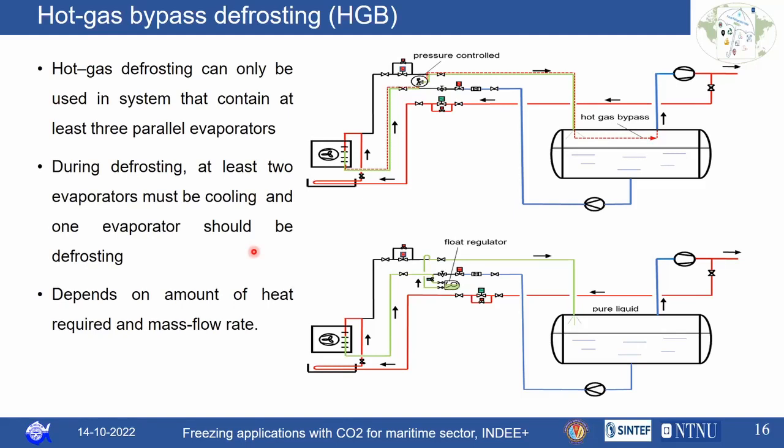And this hot gas bypass defrosting depends upon the amount of heat that is required and the mass flow rate of the refrigerant that will be flowing inside for the defrost side. How you can decide the amount of heat that is required is you can measure the thickness of the ice that is deposited, an average measurement, and you can see the total surface area of the evaporator, and get the mass of ice. From the mass of ice, you can get the amount of heat that is required to melt the ice. With respect to that, you can determine your temperature, and also the mass flow rate of the CO2 refrigerant that is required for hot gas defrosting.